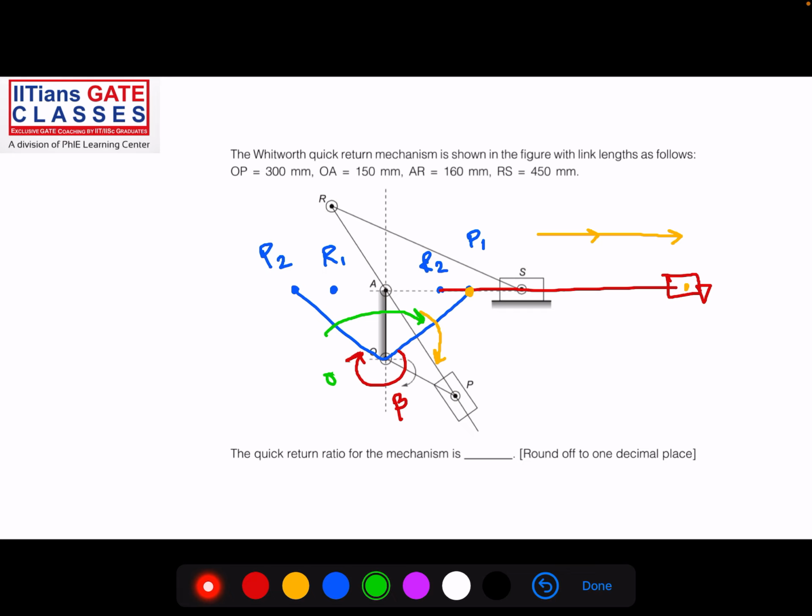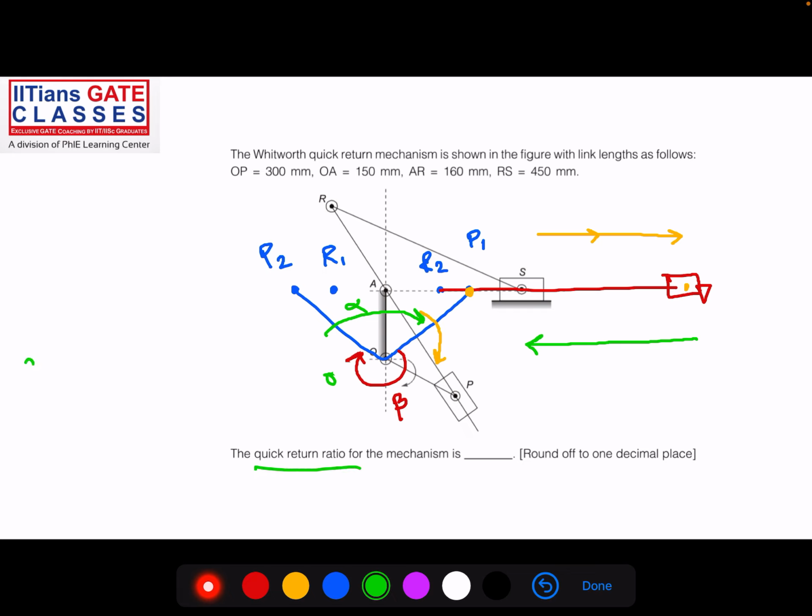So what will happen in that, the ram will move backward and execute its return stroke, and it will come to its original position. This angle is known as alpha. That is the return stroke angle. So what is quick return ratio?